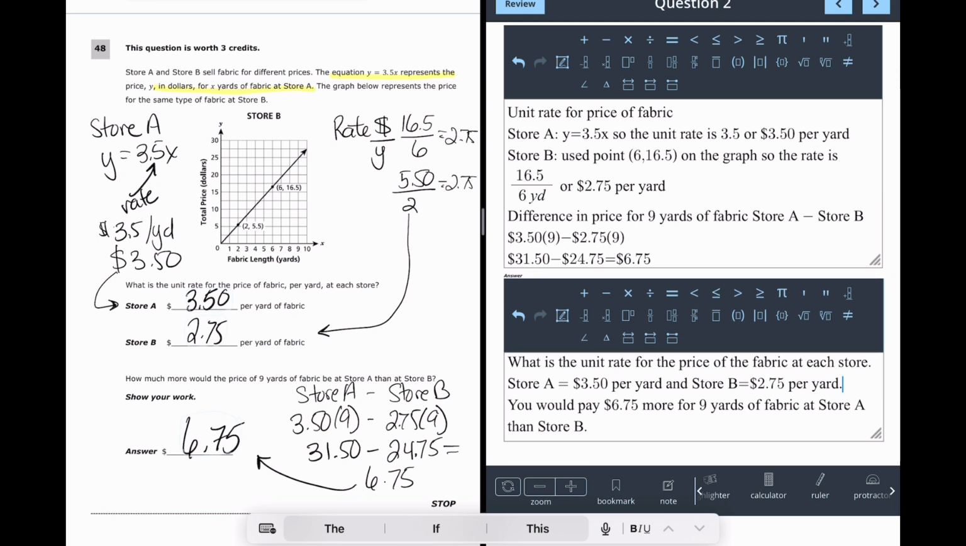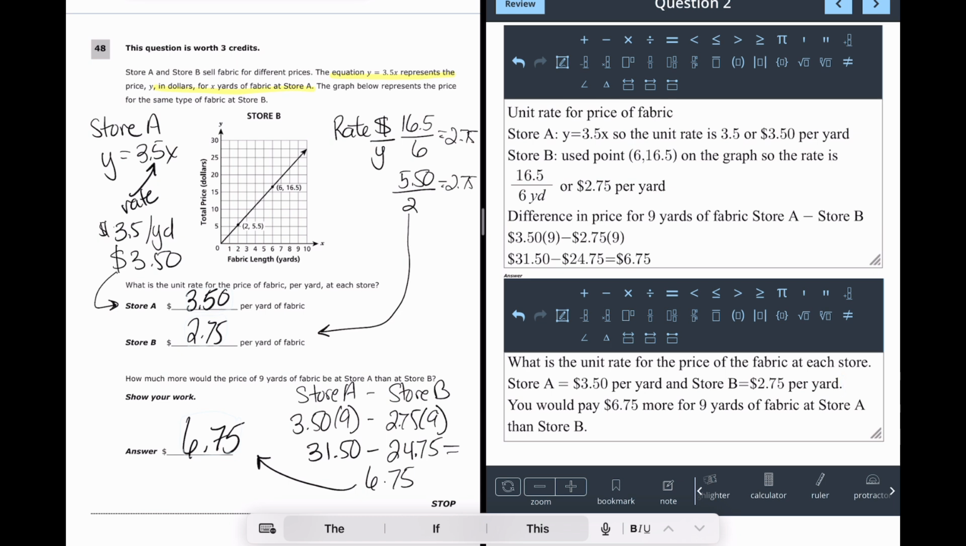And I'm just going to, again, read my notes to make sure that they make sense. Unit rate for price of fabric. Store A is equal to y equals 3.5x. So the unit rate is 3.5, or $3.50 per yard. Store B, use (6, 16.5) on the graph. So the rate is 16.5 over 6 yards, or $2.75 per yard.